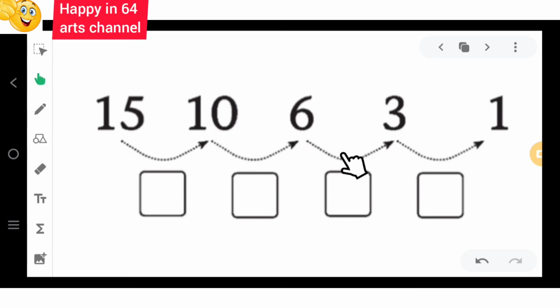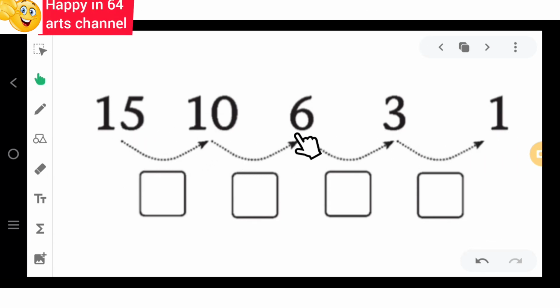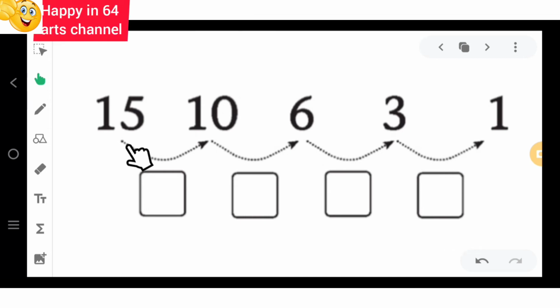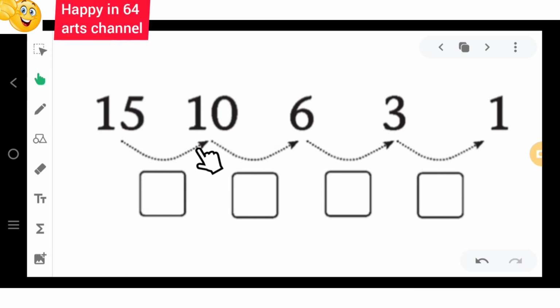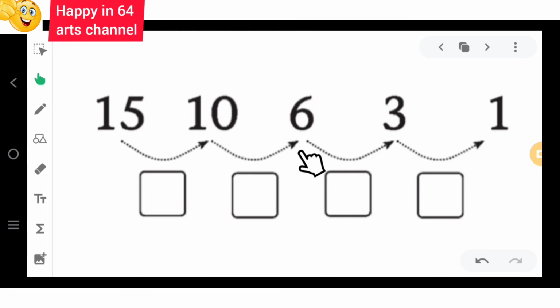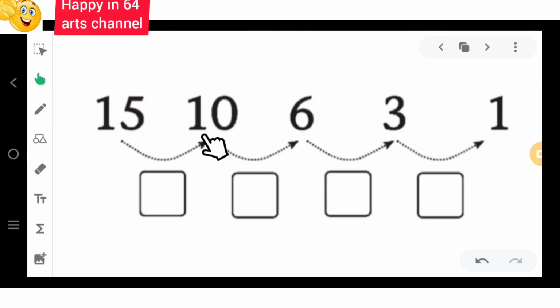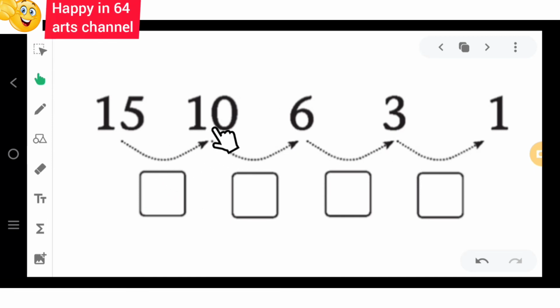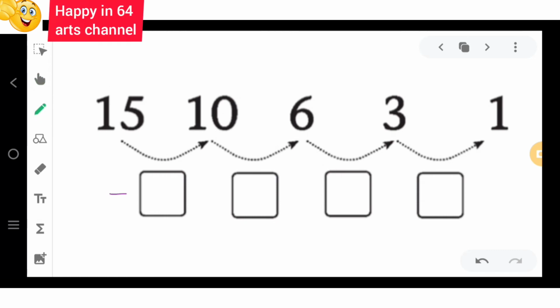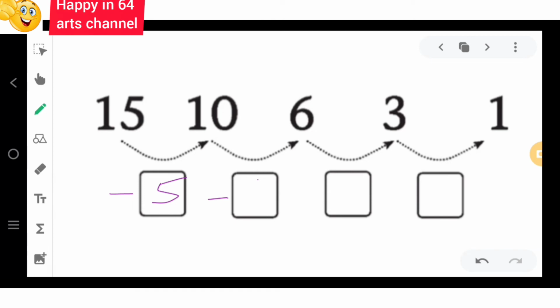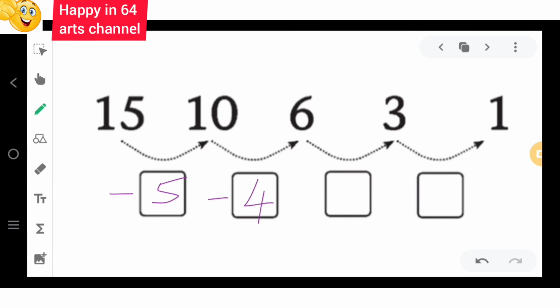15, 10, 6, 3, 1. The numbers are decreasing, and what is the difference? We have to find it. So what is the rule? So here, can you put minus 5? 15 minus 5, 10. So subtraction, minus 5. Here minus 4, 10 minus 4, 6. Minus 3, 6 minus 3, 3. 3 minus 2 equals 1.